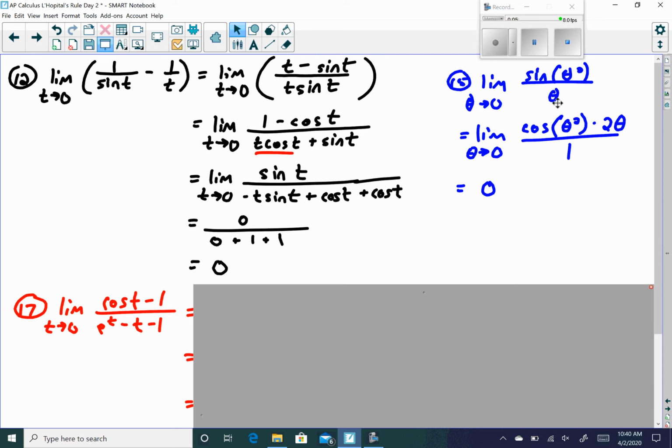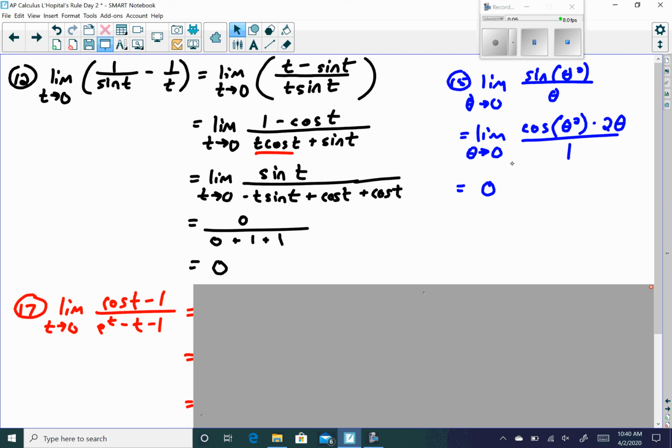So again, I would get 0 over 0. Theta is just a variable here. So taking the derivative, chain rule, cosine of theta squared times 2 theta, derivative of theta squared, and then it becomes over 1. So now I can substitute in the 0. 2 times 0 is 0 times anything will give me 0 over 1, giving us an answer of 0.